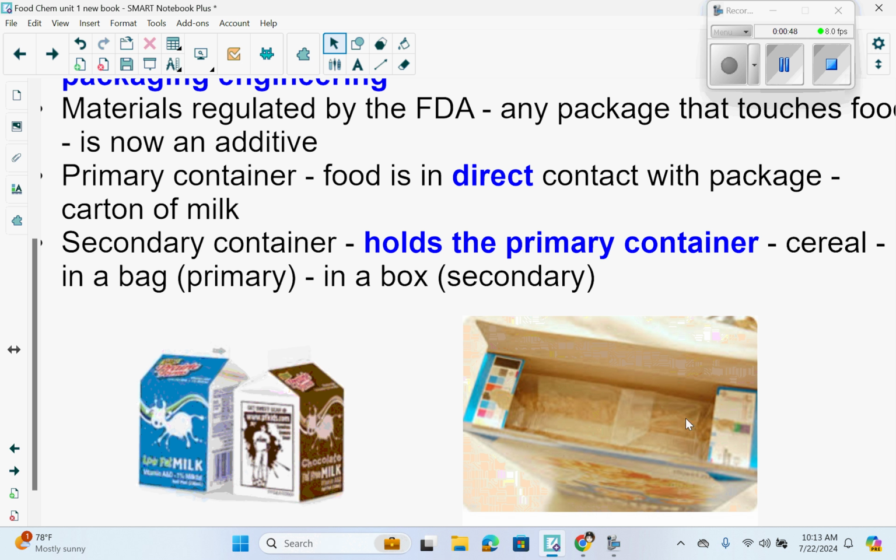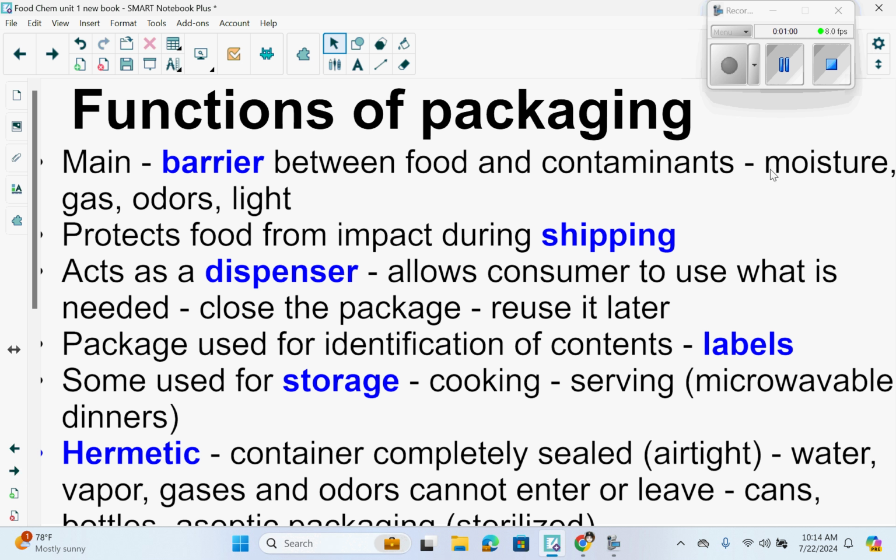So look at the cereal here. The cereal itself is in a package. That's the primary container. And then that bag is in a box. And that box is the secondary container. Functions of packaging. The main function is it acts as a barrier between food and contaminants, such as moisture, gas, odors, and light. It protects food from impact during shipping.